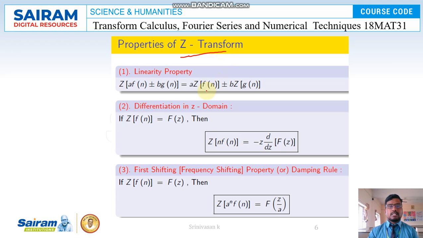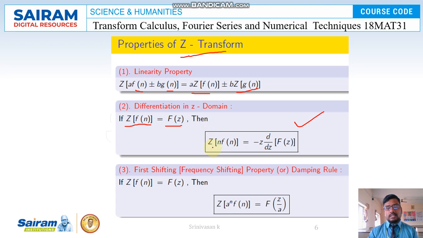Now we'll discuss some properties and problems based on them. The first property is the linearity property: Z of a f(n) plus or minus b g(n), where f and g are functions and a, b are constants. That will be written as a times Z of f(n) plus or minus b times Z of g(n). And next, differentiation in the z domain. This is an important property. If capital Z of f(n) equals capital F(z), this is the Z transform definition.